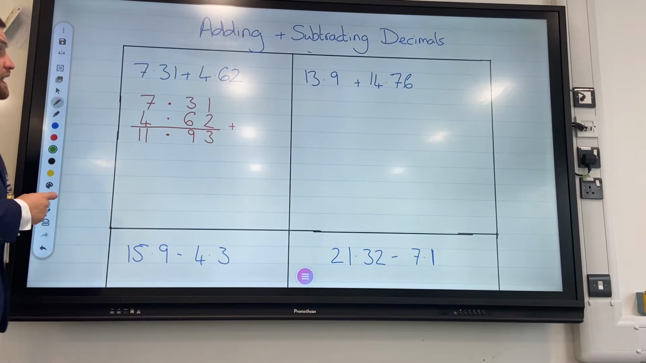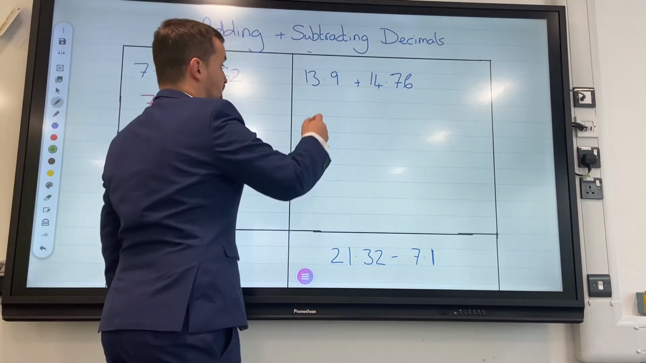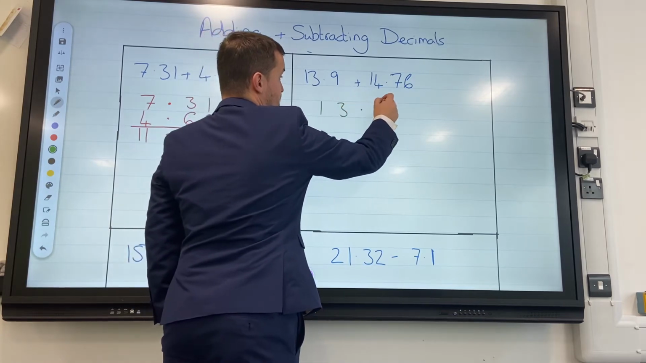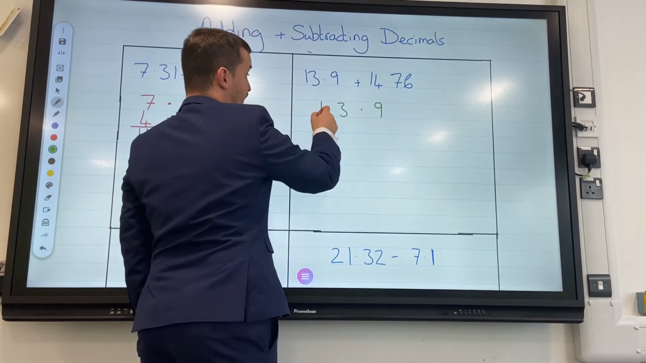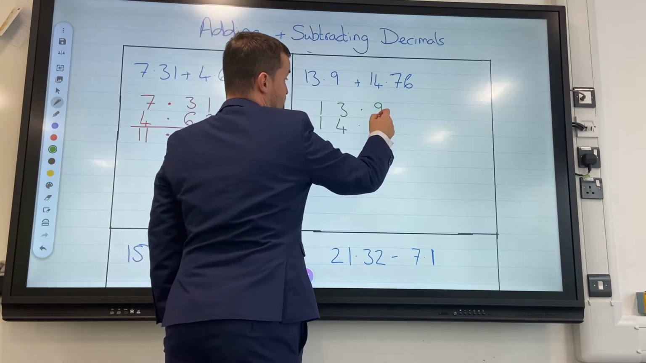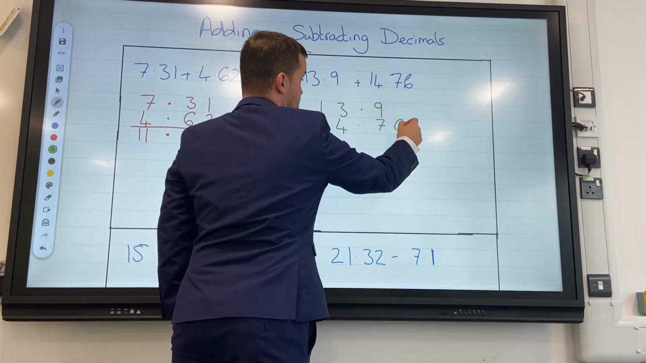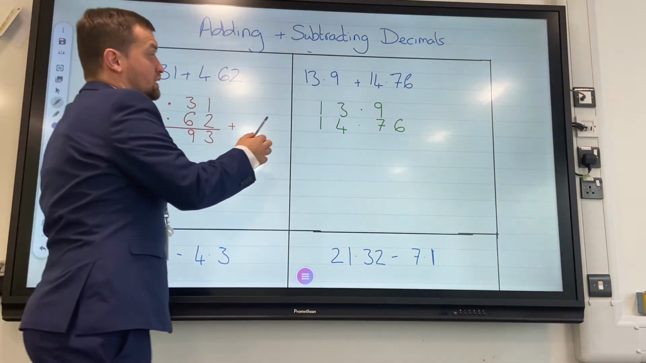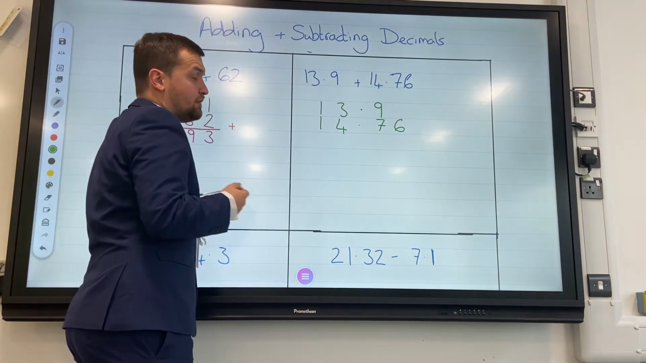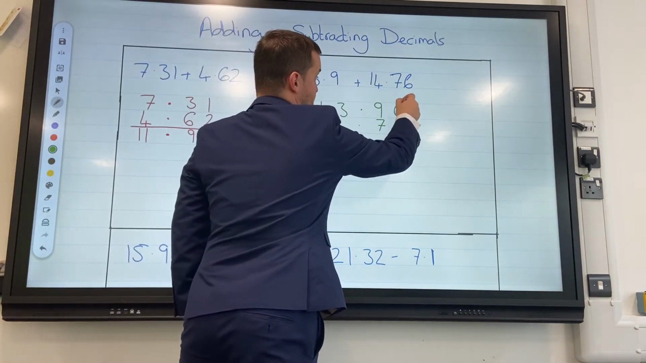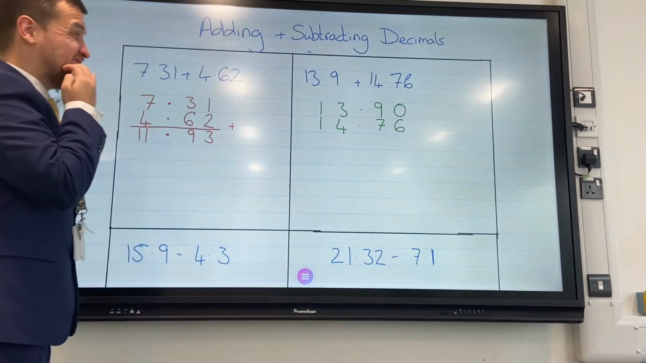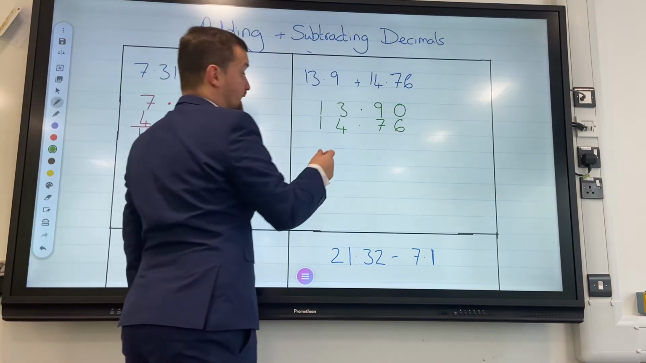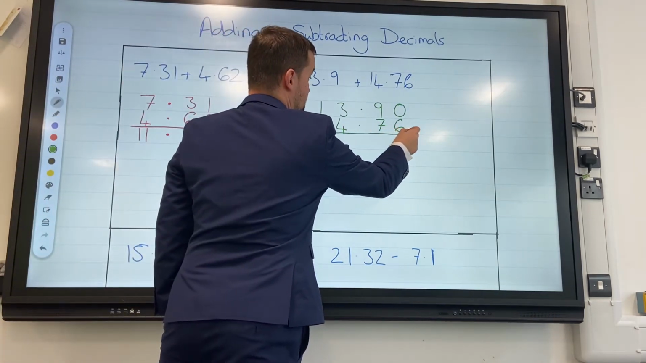Okay? Next one, slightly more challenging, but we'll have a look at it. We're going to rewrite it again. So we're going to have 13.9, okay, and 14.76, okay. Now, these two numbers are slightly different, but the big difference here is that they aren't the same length. So what I'm going to do is I'm going to put in a 0 there. It's fine to do that as long as it's right at the end of the number. Okay, and then we're just going to add like we have done before.